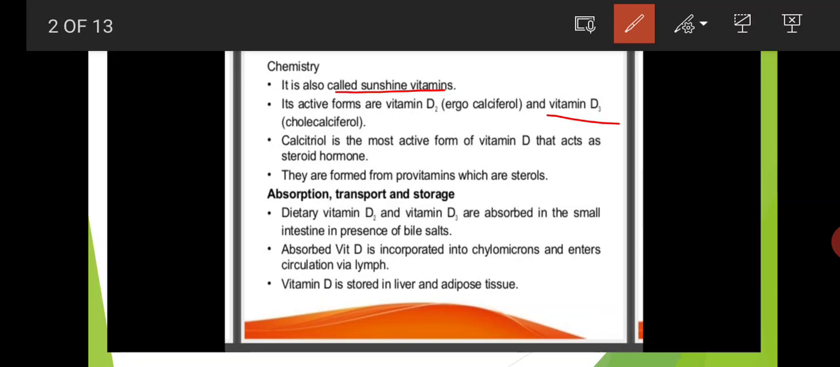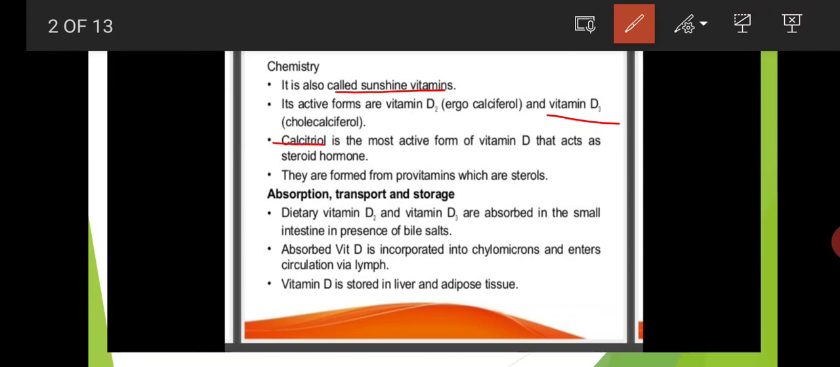Calcitriol is the most active form of vitamin D, and it acts as a steroid hormone. These active forms of vitamin D are formed from provitamins, which are sterols.